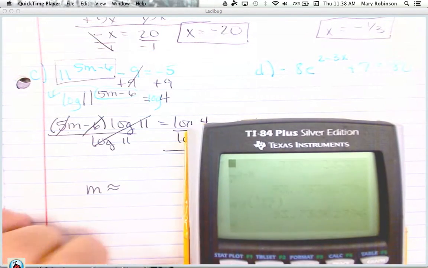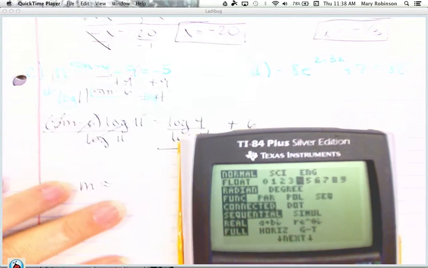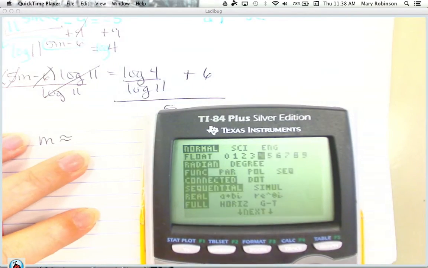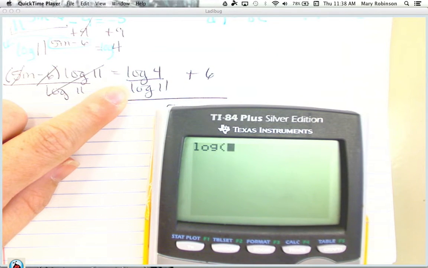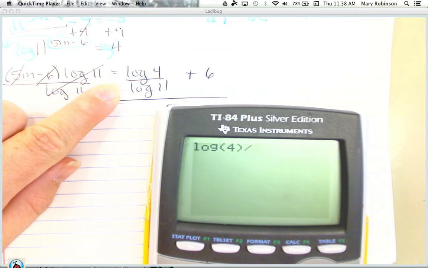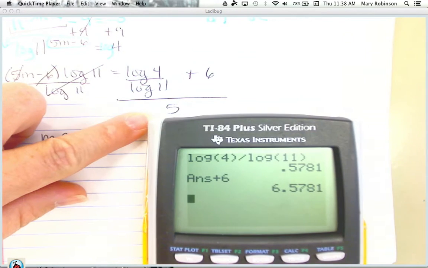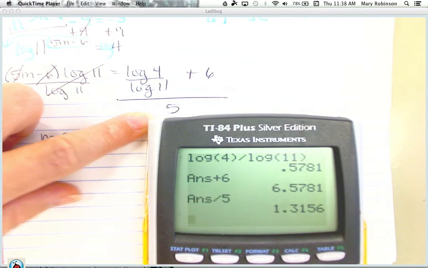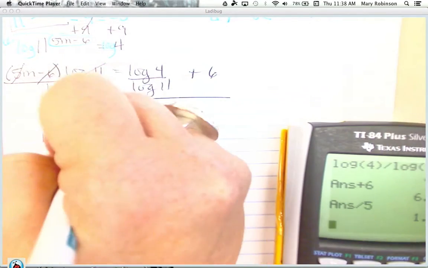Now that's gone. Now when we type this in our calculator, we'll say m is approximately, and we want to make sure our calculator rounds to 4 numbers after the decimal. So we're changing that from float to 4, and we're going to do these as individual steps. Log of 4 divided by log of 11, hit enter, then add your 6, hit enter, then divide by 5, hit enter. So our answer is 1.3156.